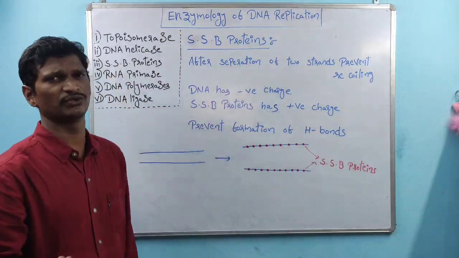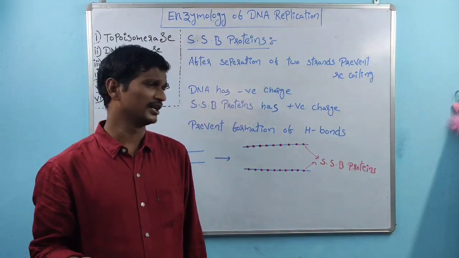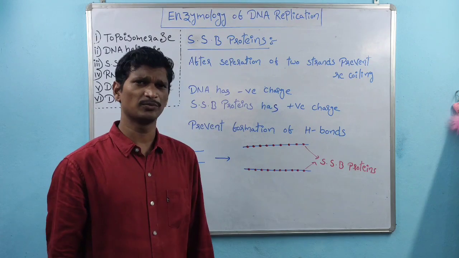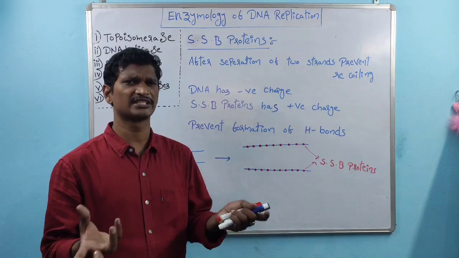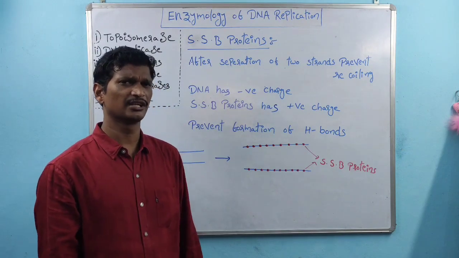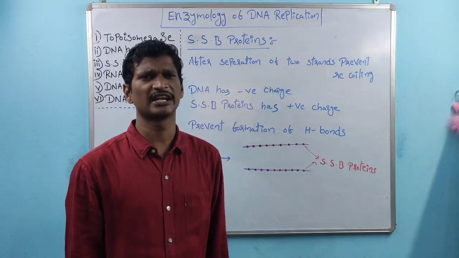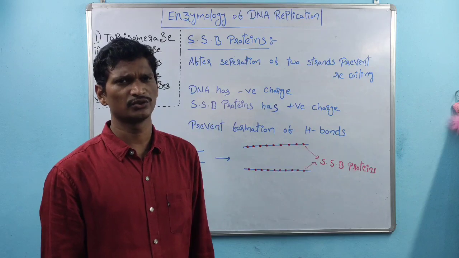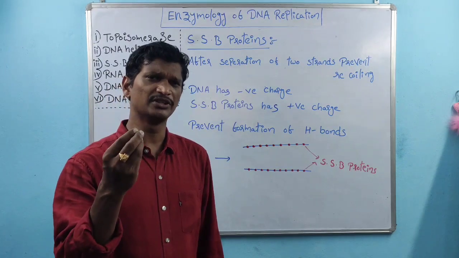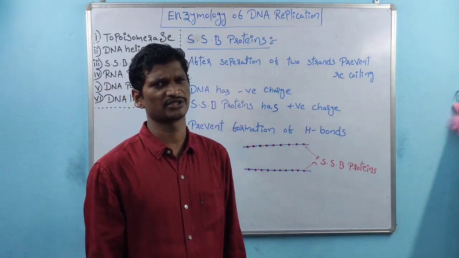And DNA has a negative charge. We know DNA has a negative charge and histone proteins have a positive charge, and that's why condensation takes place. Here also it is the same: DNA has a negative charge, and SSB proteins, single-stranded binding proteins, have a positive charge. That's the reason why an association takes place between these two.